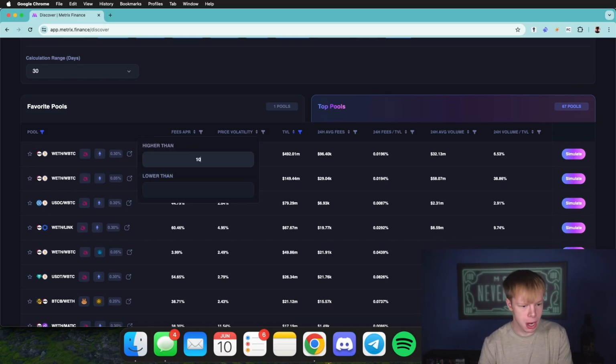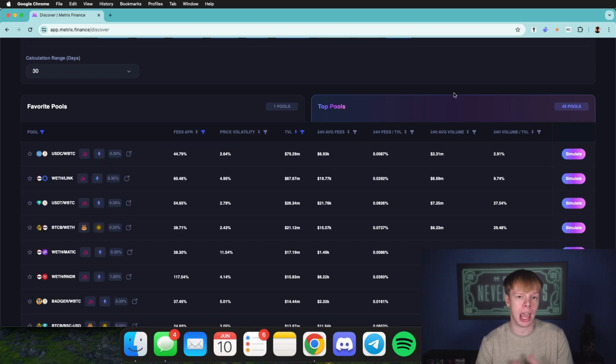And I'm going to put this fees APR higher than 10% just so I can identify a couple less opportunities, like 45, for example, and it's very, very easy to sort through them. And from here, this is where I start my analysis, and this is where I start to identify the different pools and start to favorite things to see which ones I actually want to invest into.